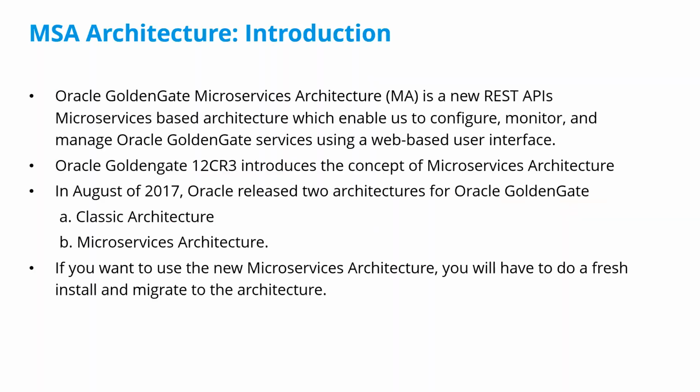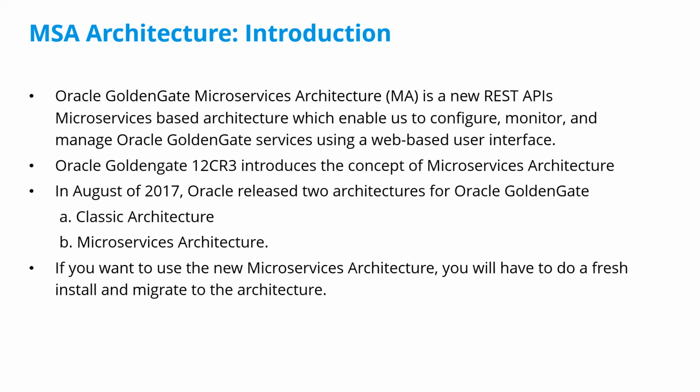Now microservices architecture. So microservices architecture is a new REST API based architecture which enables us to configure, monitor and manage Oracle GoldenGate services using a GUI, web based UI. Oracle GoldenGate 12c R3 introduces the concept of microservices architecture. So from 12c R3 onward, the microservices has been launched. In August 2017, Oracle released two architectures. The existing architecture was renamed to classic architecture and the new architecture was microservices architecture.